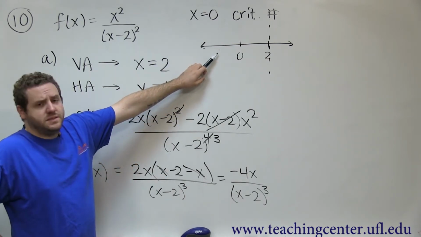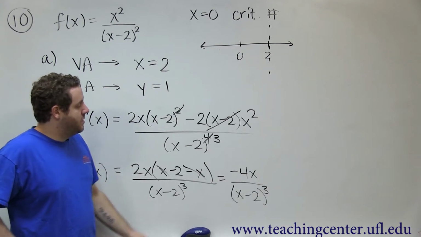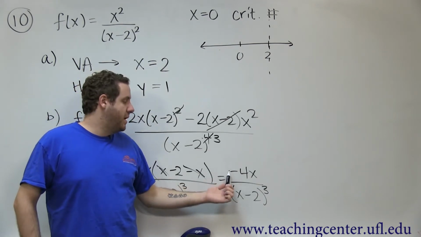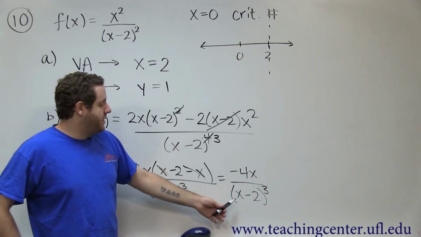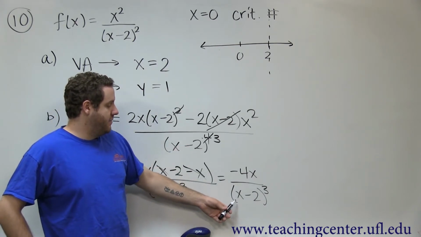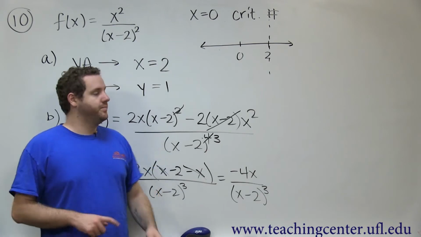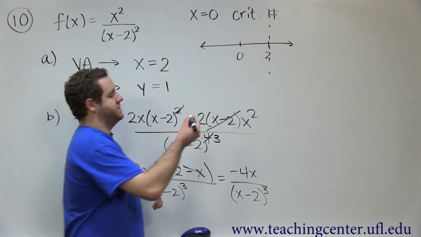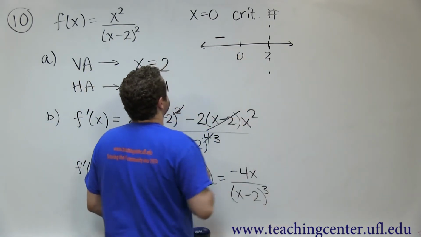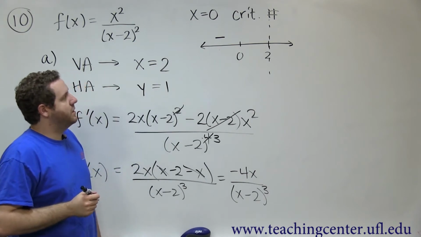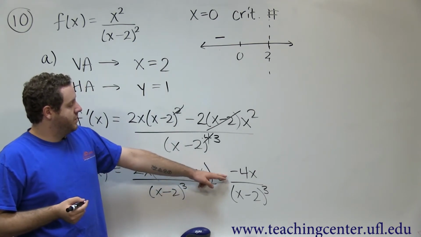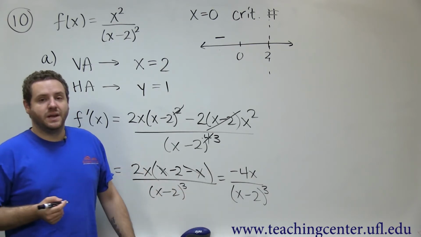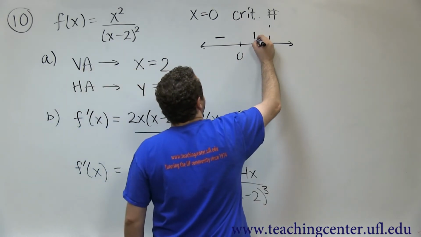So here, less than 0, we just plug in any negative number. Our numerator would be positive because we're doing minus 4 times a negative. Our denominator would be negative because we have a negative number to the third power. So we get positive over negative, which is negative. Plug in something in between 0 and 2, like 1. Our numerator is negative. Our denominator is still negative. So now we get positive.